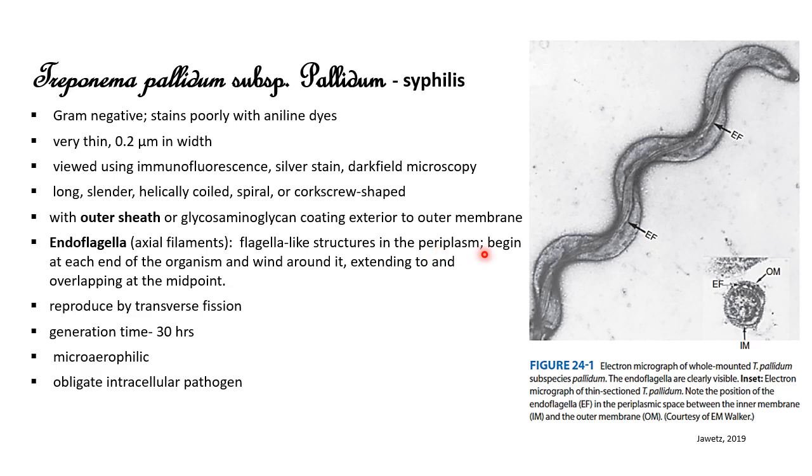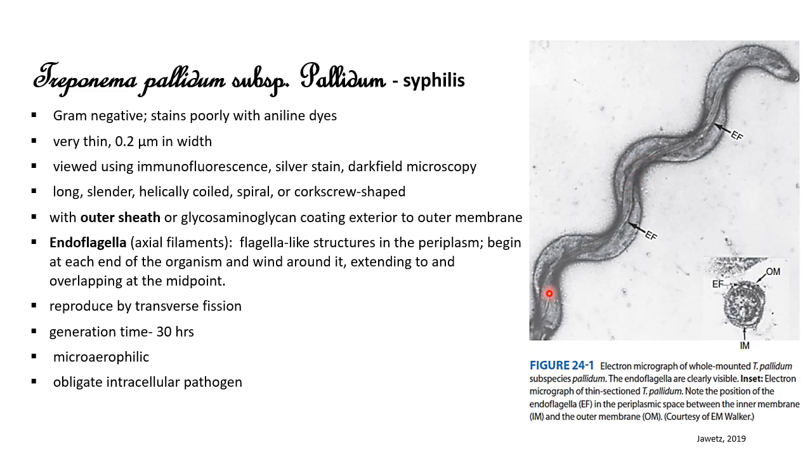And each flagellum would be starting from each end of the organism, winding around the body of the spirochete, extending to the midpoint. And from the other end, you also have flagella emanating from the ends of the organism, winding around it, and you now have the endoflagella meeting and overlapping with each other at the midpoint.